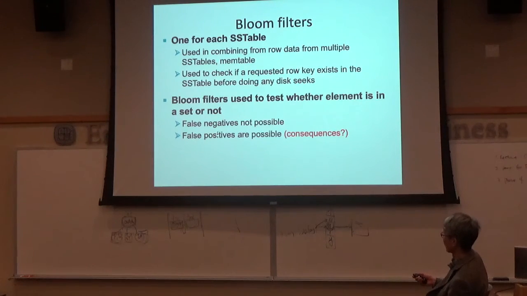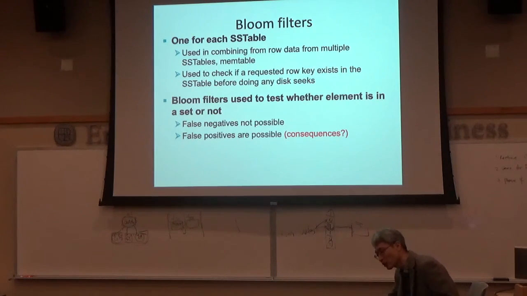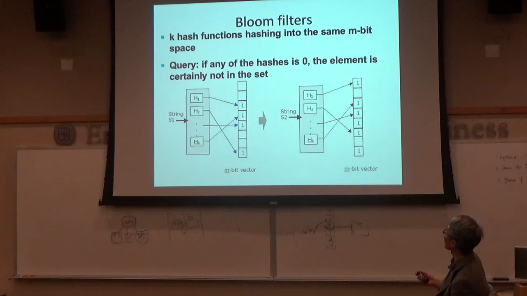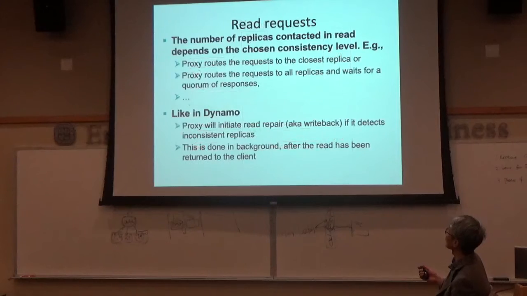So a false negative is not possible, but a false positive is. So there might be data, but when I search the data, there is not. It may be possible. So this is a Bloom filter approach to search the data. It's all the same thing we discussed.